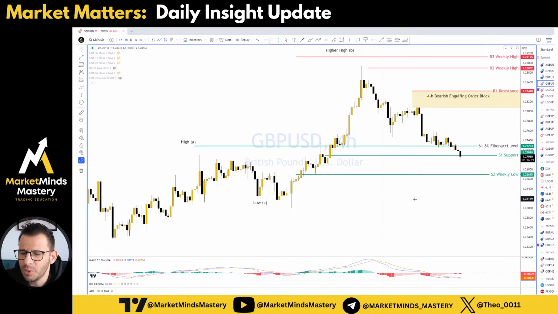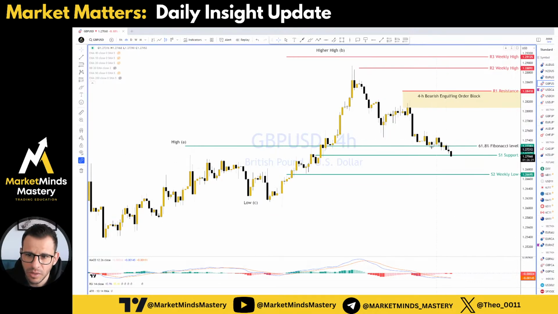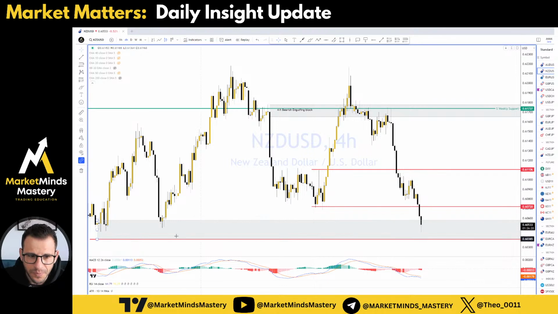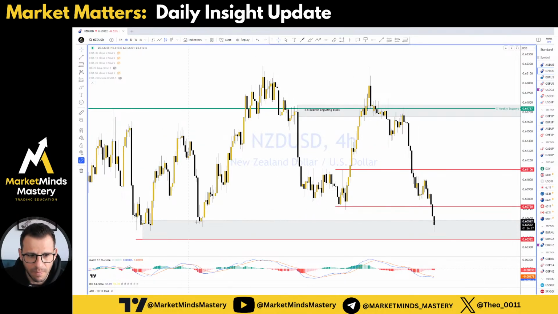Next one, Great British Pound US dollar. We don't see any solid support here to estimate where the price is going to bounce. So for now, I'm not interested in this particular one. The Kiwi, New Zealand US dollar. This order block area from these lows here, this week. Also, it's a solid support around 0.60. And it might hold the price and we might see some push to the upside.